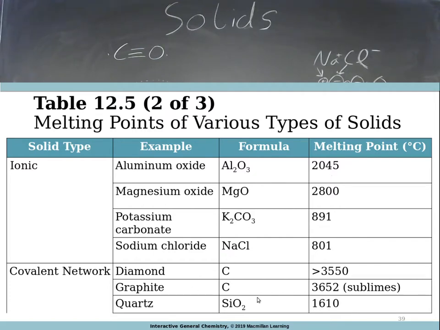And then covalent network solids, things like diamond, graphite, or quartz, they also have extremely high melting points, in the thousands of degrees Celsius, because those networks of covalent bonds are extremely strong.